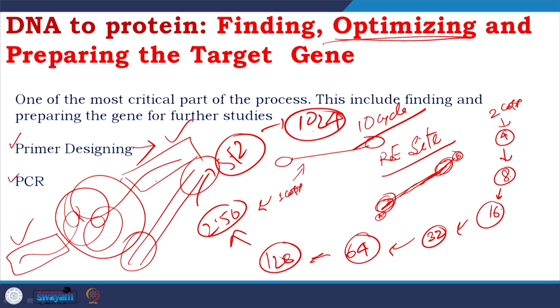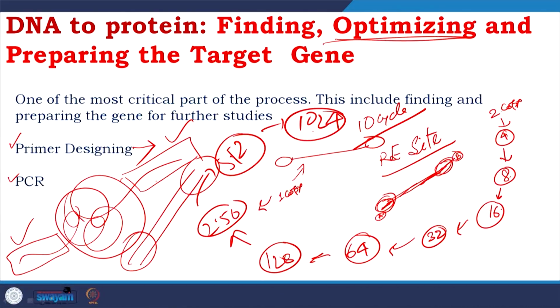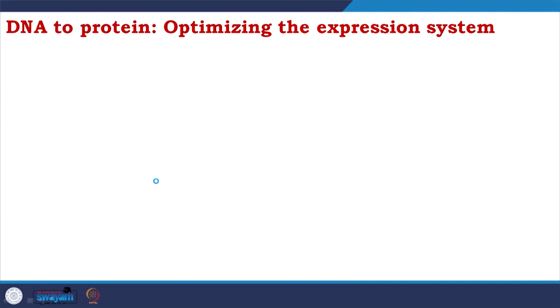Why do you do that? By doing that, you make the structure more compact, and that will ensure that later when you overexpress the protein, you get more product. When you crystallize the protein, you will have a better chance of getting a crystal. Why? I will discuss that later. So, we talked about finding a gene, optimizing it and preparing the target gene. The next thing is to get an optimized expression system.